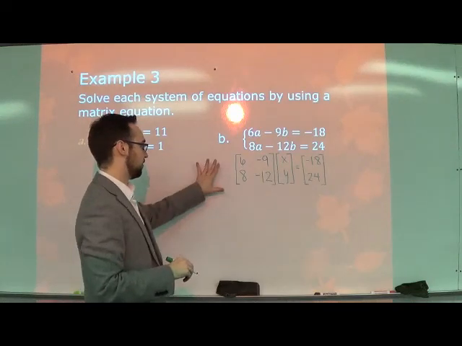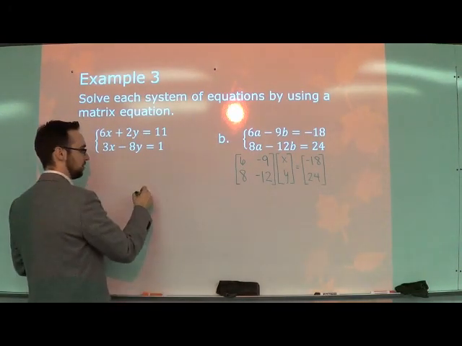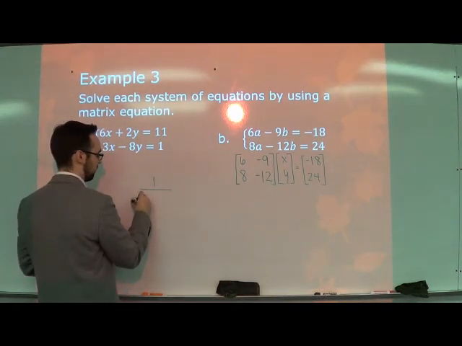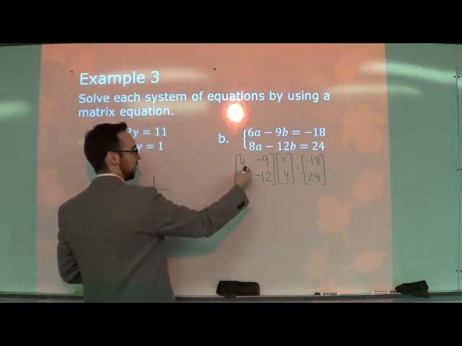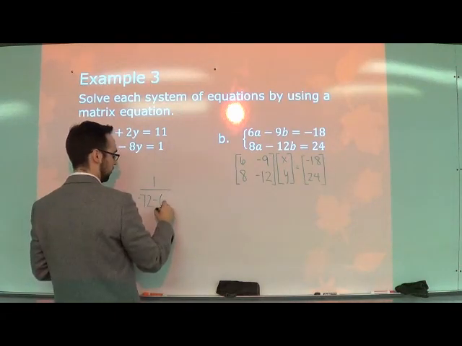So once we have this, we need to find the inverse of this first matrix. So we're going to pull off to the side here. We do 1 over the determinant, so we have 6 times negative 12 is negative 72, minus negative 9 times 8, which is negative 72.